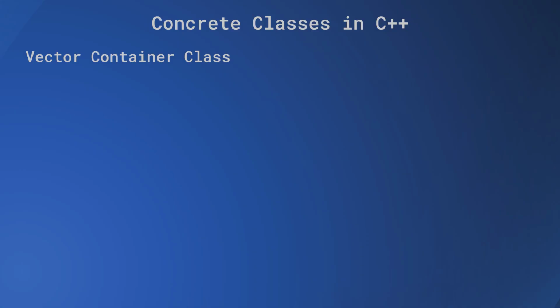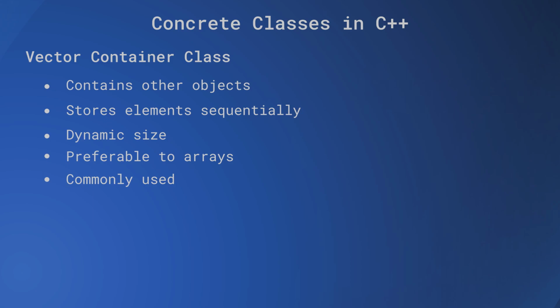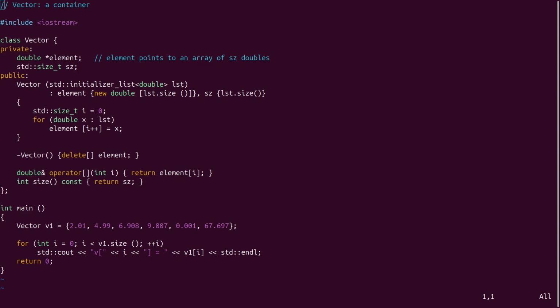Vectors. Our second example is vectors. A vector is a container of other objects. A vector stores its elements sequentially, much like an array, but it is not fixed size like array. Its size is dynamic. It can grow or shrink at runtime. In C++, vector is normally preferred over arrays and is in fact the most commonly used container in C++. And here is an implementation of vector class.